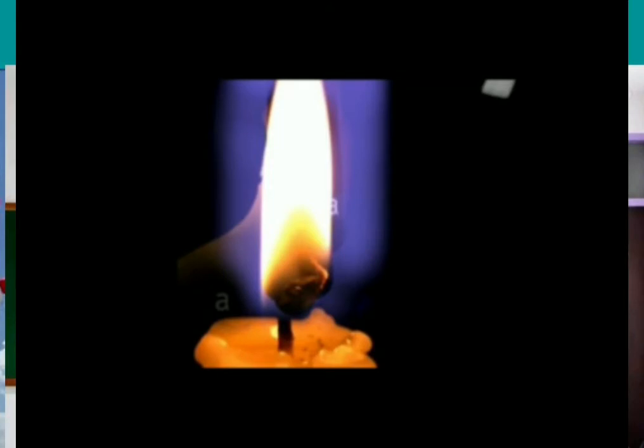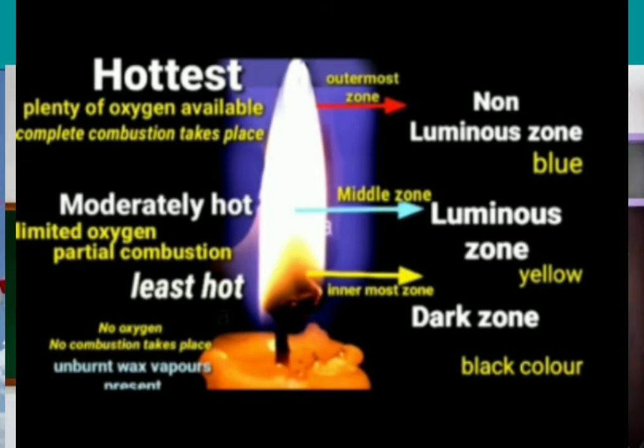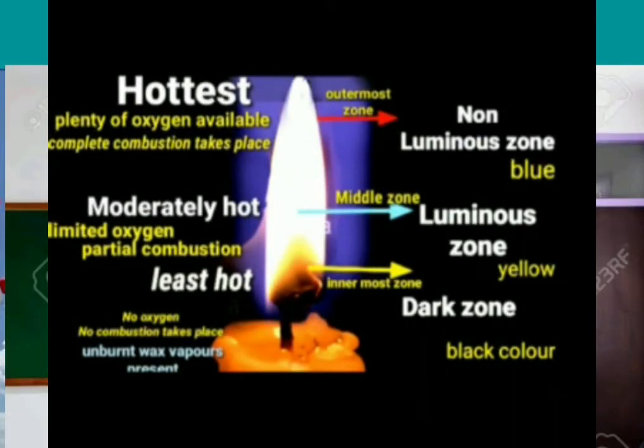Next we are going to discuss about flame and the different zones of the flame. Look at this picture. The flame has 3 zones: dark zone, luminous zone, non-luminous zone. The innermost zone of a flame is the dark zone. It will be black in color. It's least hot because no oxygen is available there, so no combustion takes place.